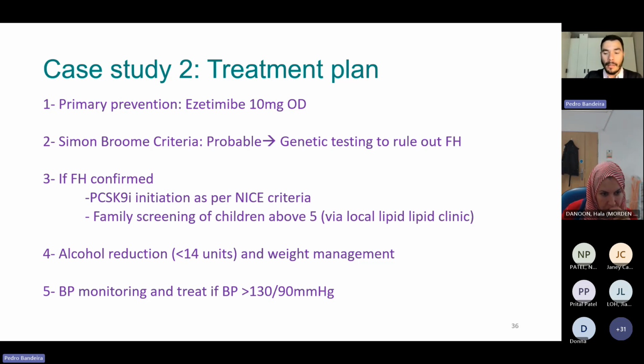And I asked him to monitor his blood pressure, and because he's quite a young guy, I think mostly it relates to high alcohol intake, but it's important to take into consideration when doing cardiovascular risk management for this patient.